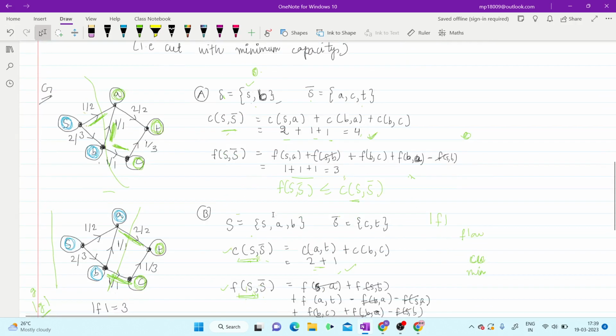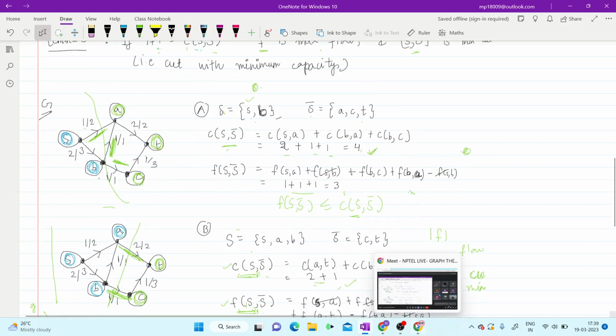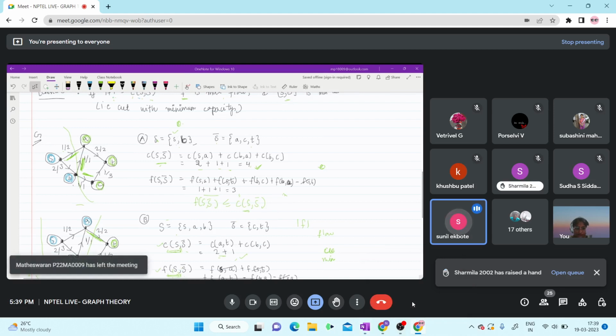Okay, so we'll see. Ma'am, is there any method to find out the minimum cut without going for this thing?